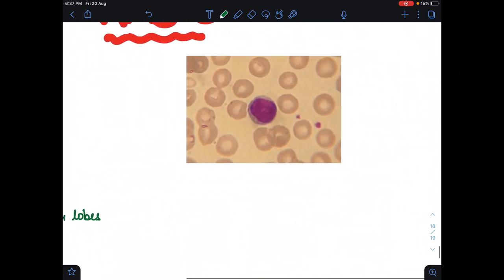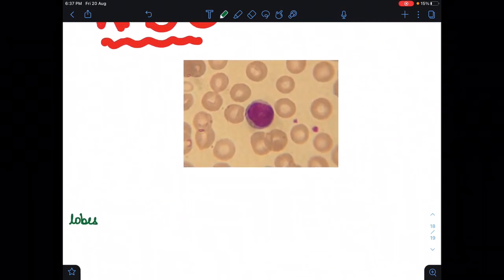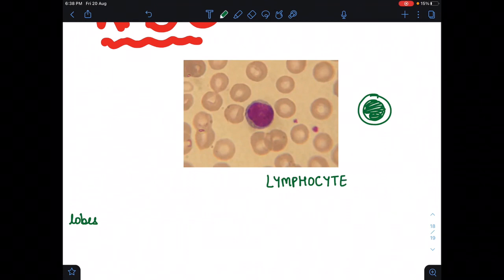Now let's move to another image under the microscope. As you see in this image, the nucleus almost covers the whole cell. The nucleus is enlarged in shape, meaning the nucleus and cytoplasm ratio is equal. So here it is a lymphocyte, because the nucleus and the cell are equal in size.